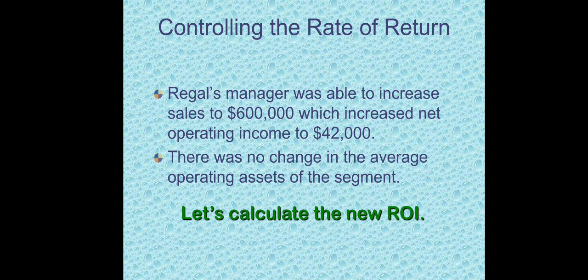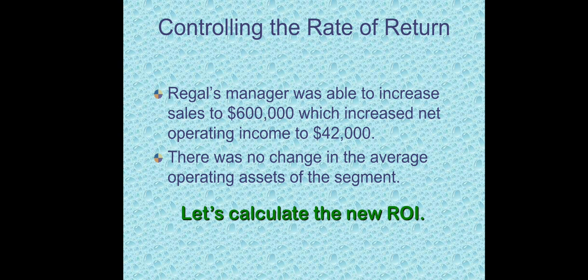Okay, see here. Controlling the rate of return. Regal's manager was able to increase sales to 600,000, which increased the operating income to 42,000, which increased net operating income to 42,000. There was no change in the average operating asset of the segment. So this is one example. This scenario shows you that if you can increase sales, your ROI will increase. So the performance of your segment of business will increase.